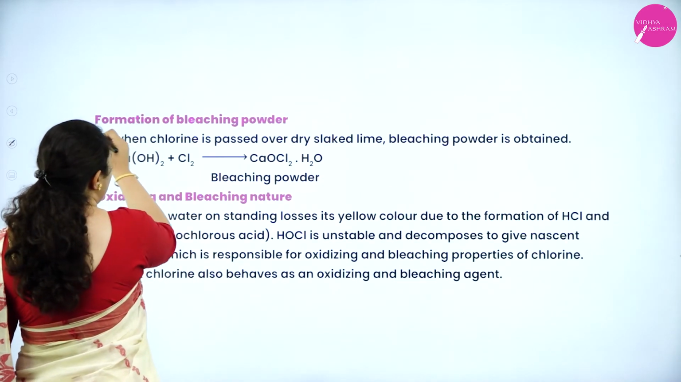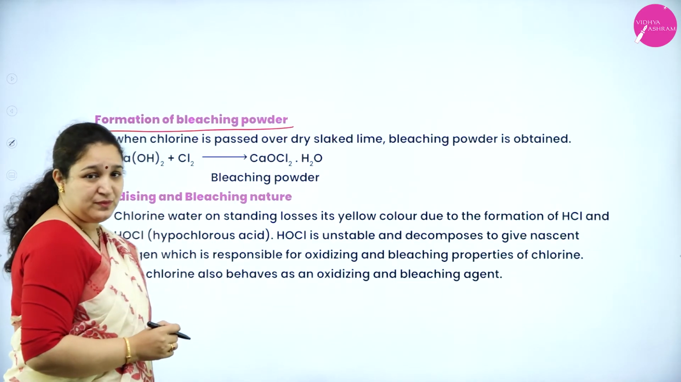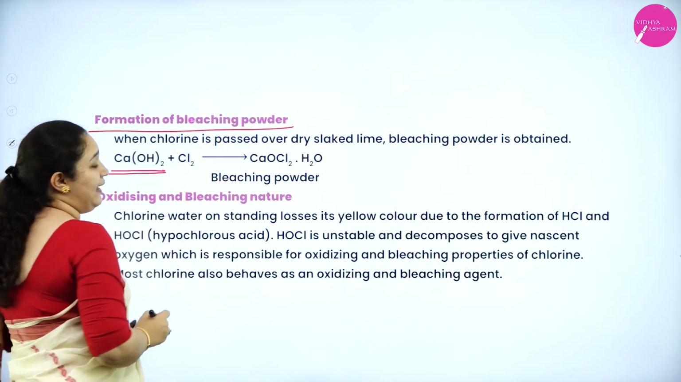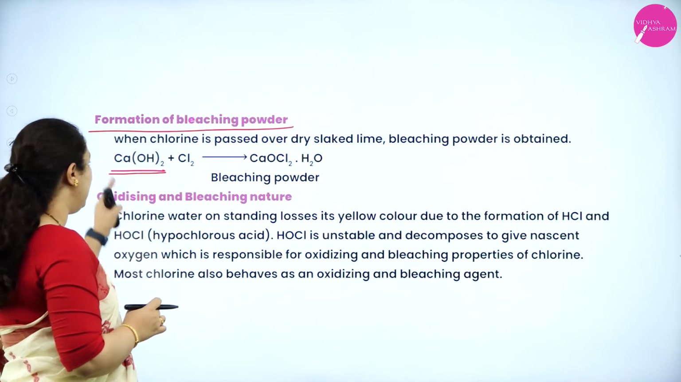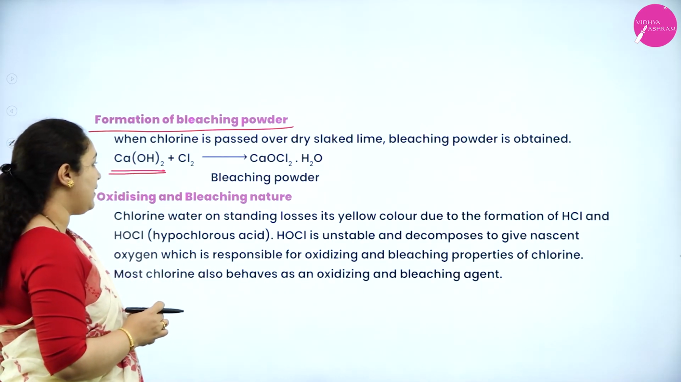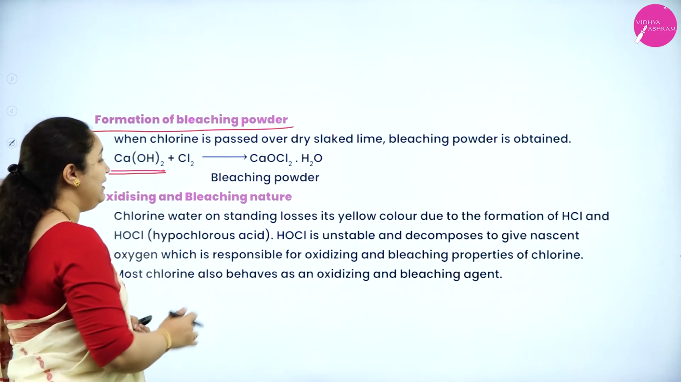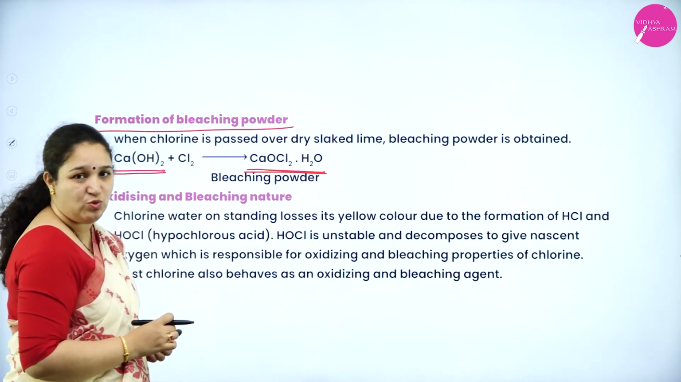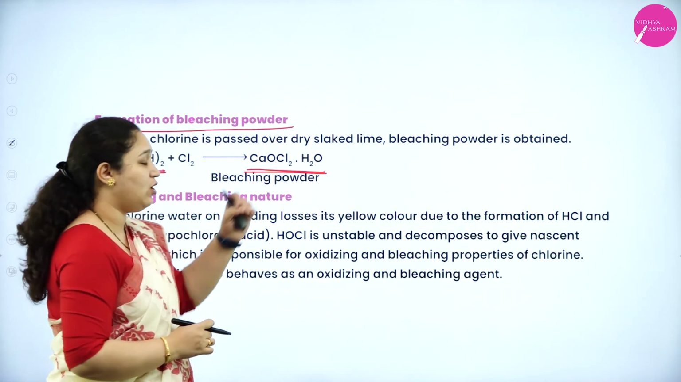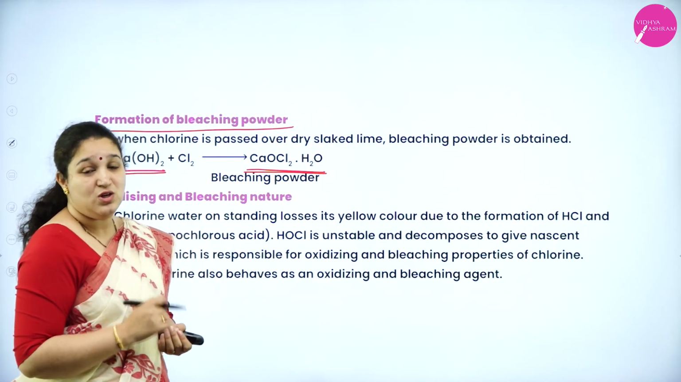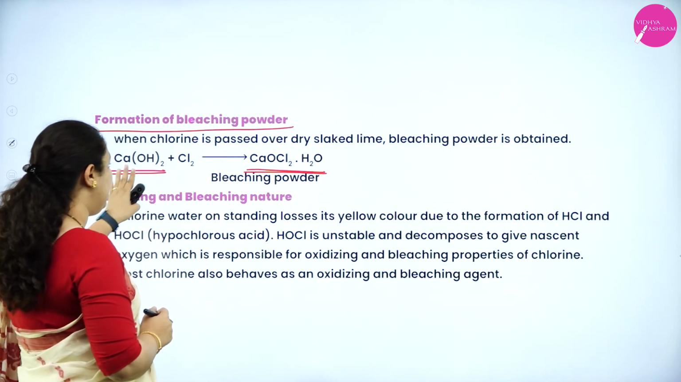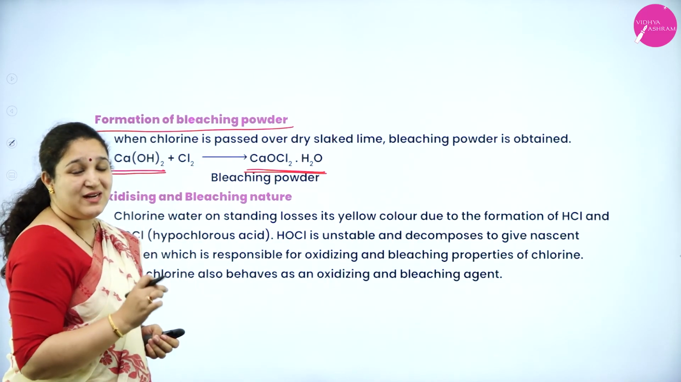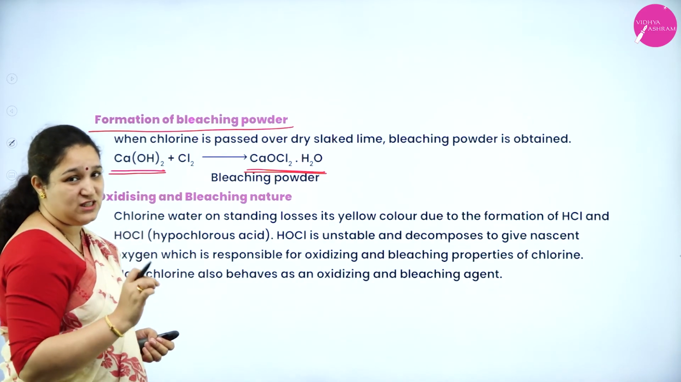Next is formation of bleaching powder. That is, when chlorine is passed over dry slaked lime, slaked lime is Ca(OH)2. When chlorine is passed over it, bleaching powder is formed, CaOCl2.H2O, with 1 water of hydration, which is called bleaching powder. So we are taking slaked lime and passing chlorine to get bleaching powder. That is the reaction to form bleaching powder.